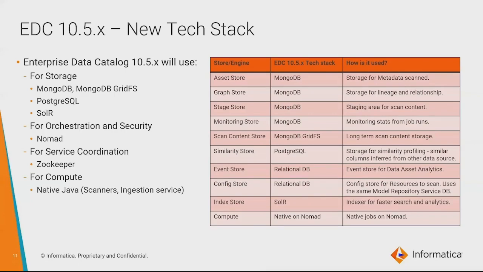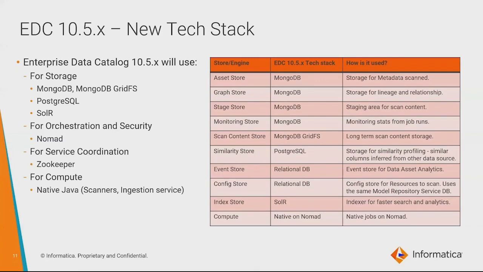Relational DB is used for storing the resource configuration and the data asset analytics. Right? So resource configuration gets stored in the same relational database that you configure for the model repository service in the Informatica platform. For workload orchestration and security, we use Nomad, like I already mentioned.